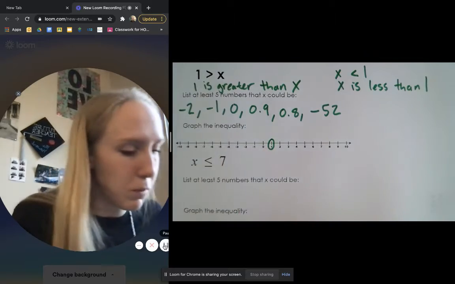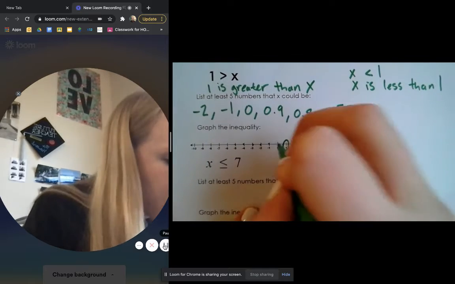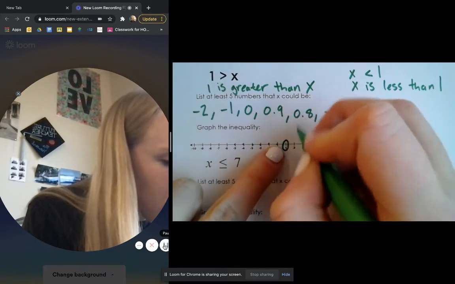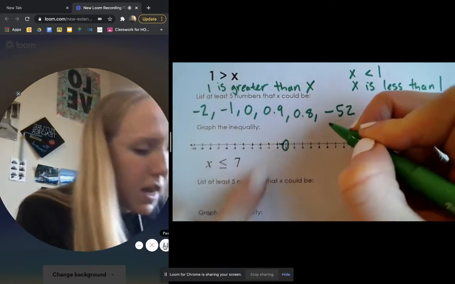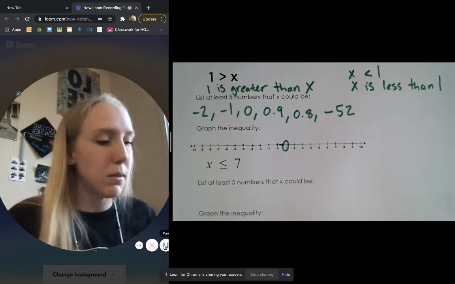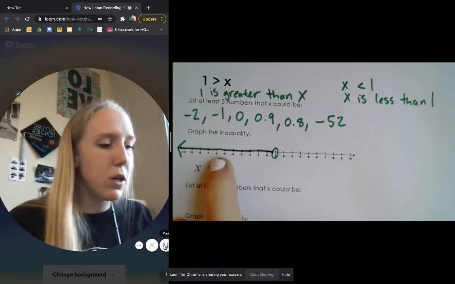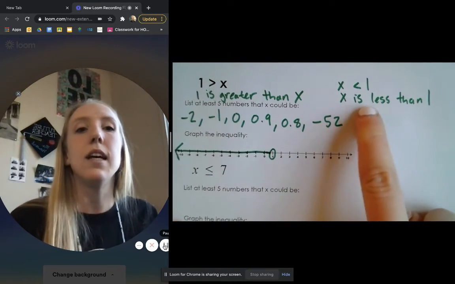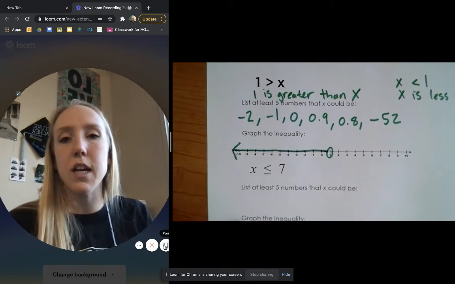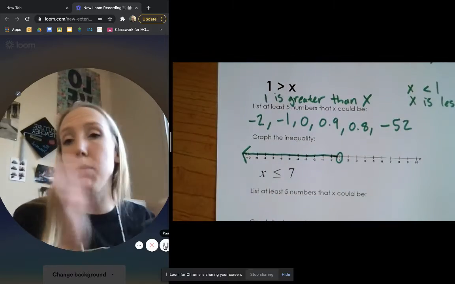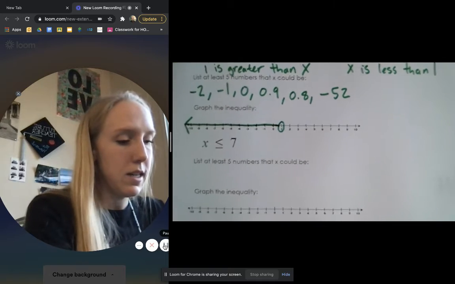Okay, so I'm going to start graphing these points. Negative 1, negative 2. We also know it could be negative 3, negative 4, negative 5. We did 0. We also said 0.9. That's right here. 0.8, 0.7, 0.6. And again, if we filled in all the things that x could possibly be, we would get a solid line for all of the numbers less than 1, because x is less than 1. All of these numbers are less than 1, and all of these numbers we can continue on forever in this direction would still be less than 1. All right. Next one.